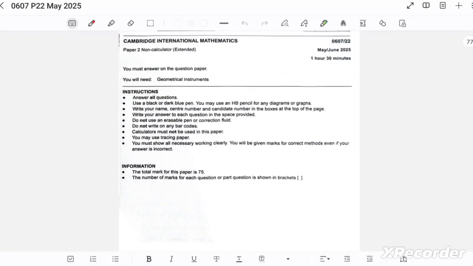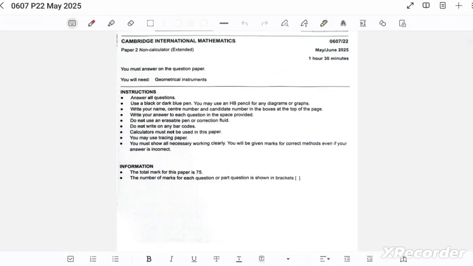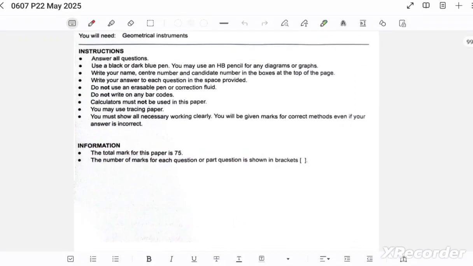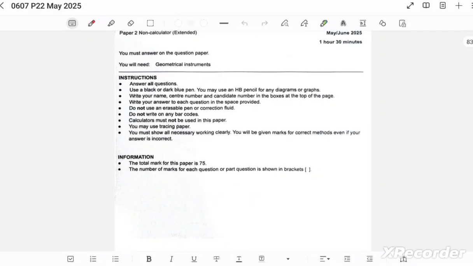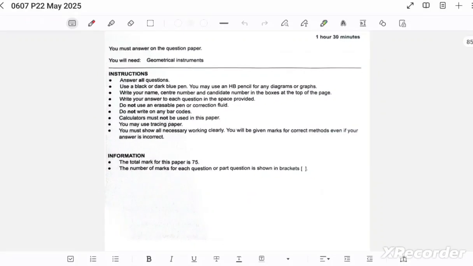One tip you may think about and you may do: the total mark for this paper is 75, and you have 90 minutes to finish the exam. So you may consider 1 minute per 1 mark, and you will have an extra 15 minutes. In this case, you may use those 15 minutes for review and revision and to double check your calculations. Let's start.